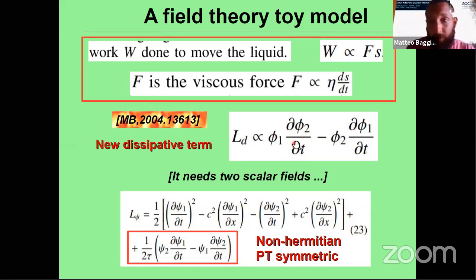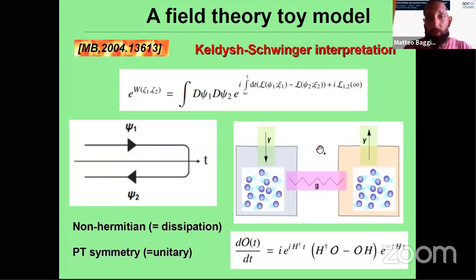And that's exactly what we tried to do. Let's put two scalar fields, or if you want, you can recast this as a complex scalar. And let's put a term like this. Now, a term like this is clearly a dissipative term because it has only one derivative in time, and it is clearly non-Hermitian. But importantly, it's PT symmetric. So I want to emphasize the fact that you need to have two fields. This is actually not a surprise at all.